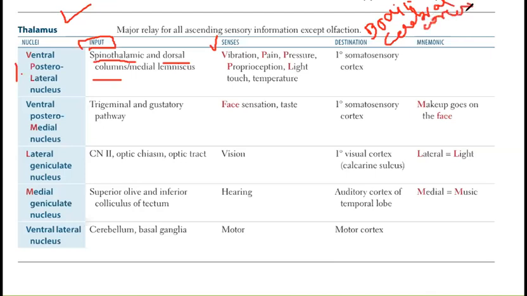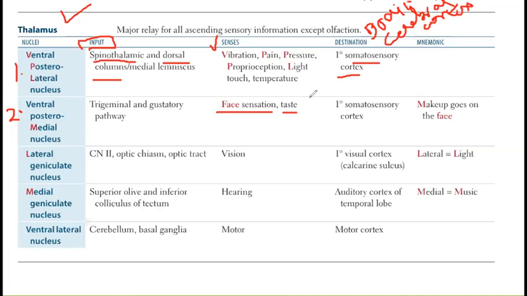So the signals go to the primary somatosensory cortex. In the ventral posteromedial nucleus, VPM, the destination is the same, but the sensations are of face and taste. So taste and face. We will be studying the visual, in your BRS we have visual, we have auditory, we have taste also, I think we have smell also.